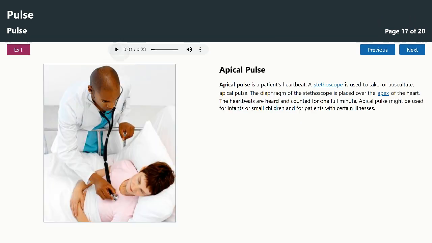Apical pulse. So then you have your apical pulse. It's a patient's heartbeat. A stethoscope is used to take or auscultate the apical pulse. The diaphragm of the stethoscope is placed over the apex of the heart. So your diaphragm is this part here, that part there, and this is your bell. Heartbeats are heard and counted for 1 full minute. Apical pulse might be used for infants or small children and for patients with certain illnesses.